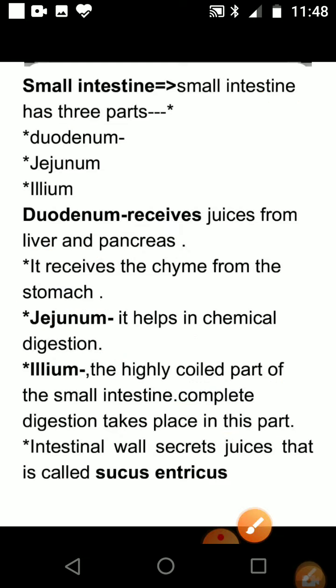Okay, let's move on. Now I would like to show you with a diagram. I will try to make a diagram so that you can understand what happens in the small intestine. As we know, this is our food pipe, then we have the stomach.